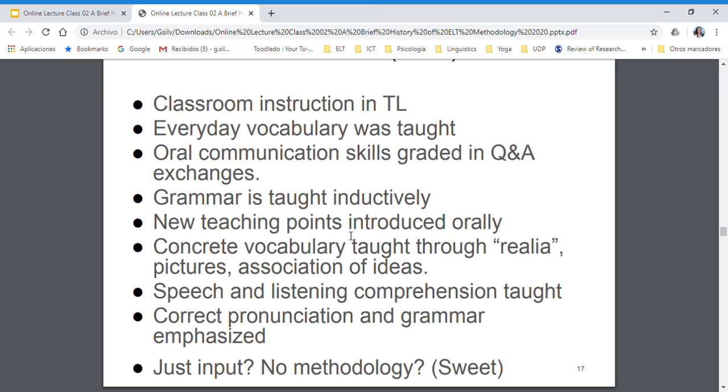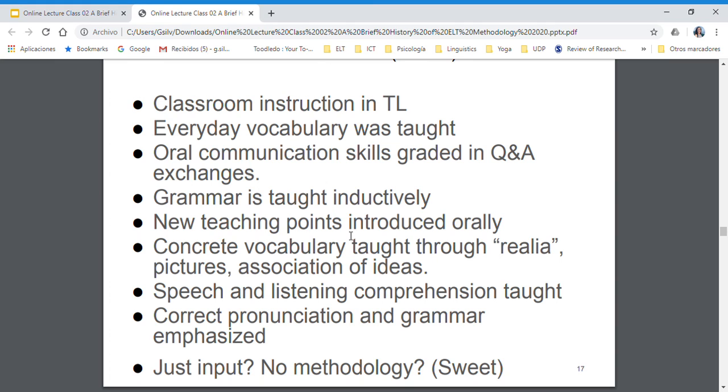And there is a focus on grammar and pronunciation, probably just, let's say, with more drilling and more input. So the criticism of the direct method is that it's basically just exposing learners to input, but not really a methodology, just sticking to basic language. So that's the main criticism.